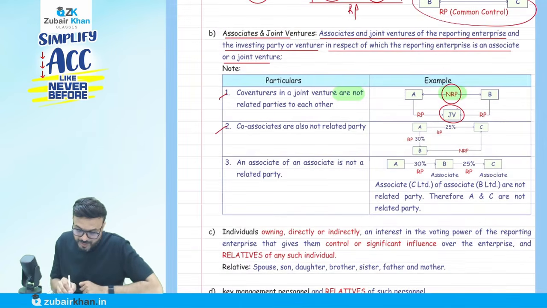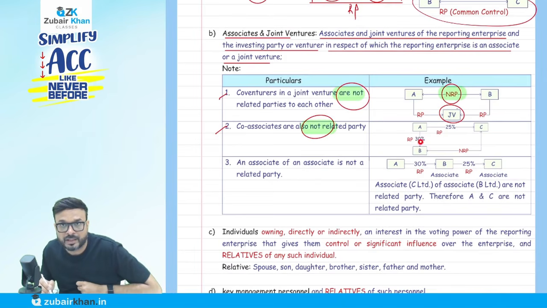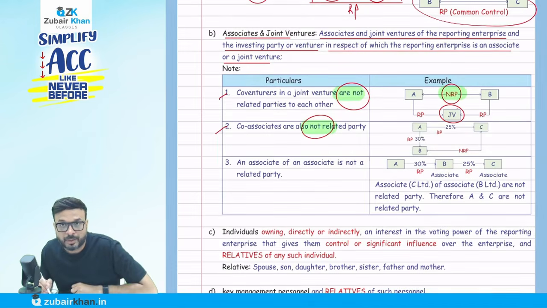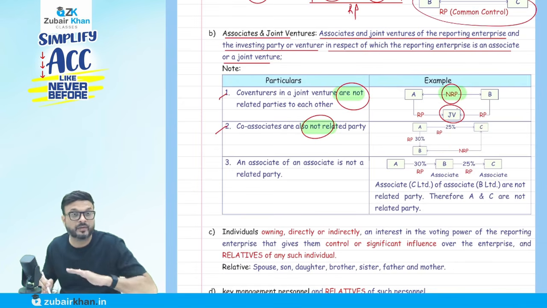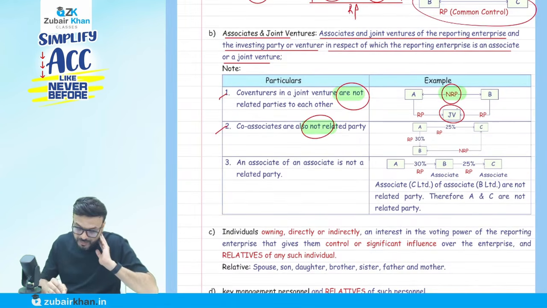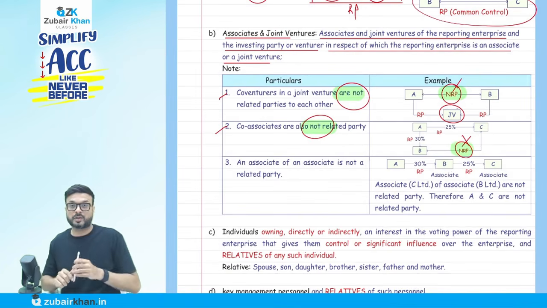Now, co-associates are also not related. Let's take an example. If we hold more than 20%, we call them an associate. A holds 30% in B. Are A and B Limited related? Yes. A holds 25% in C Limited. Are A and C related parties? Yes, because C is an associate; if you hold more than 20%, we call them an associate. They are related parties. But are B and C related? They are co-associates, so they are not related parties. Co-venturers are also not related parties, and co-associates are also not related parties.